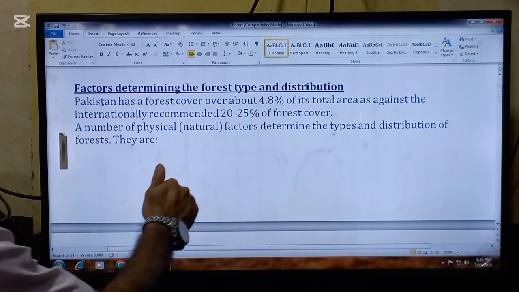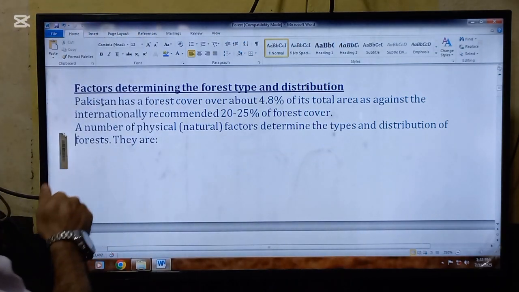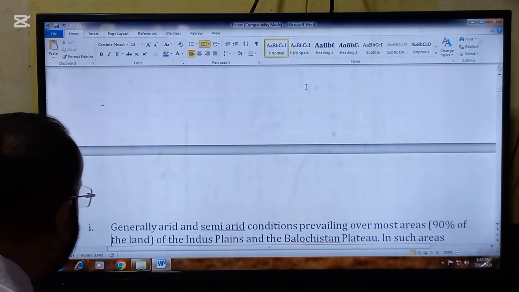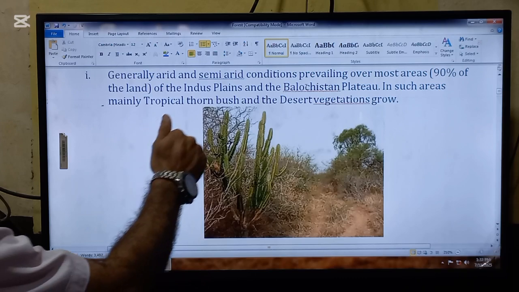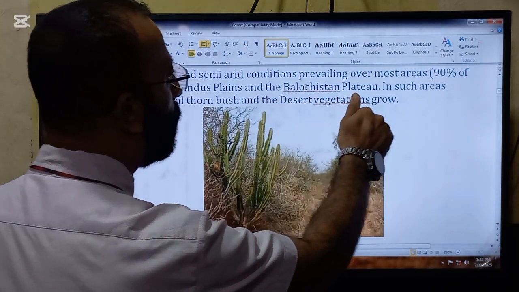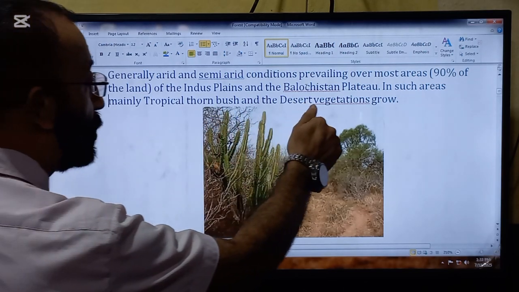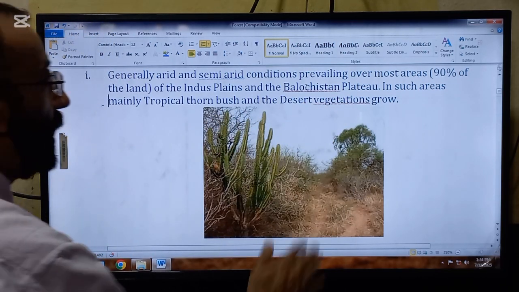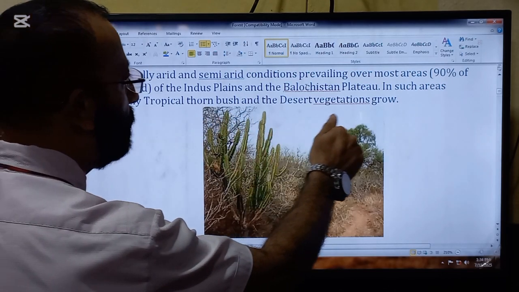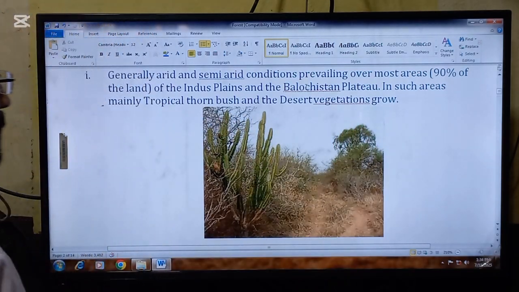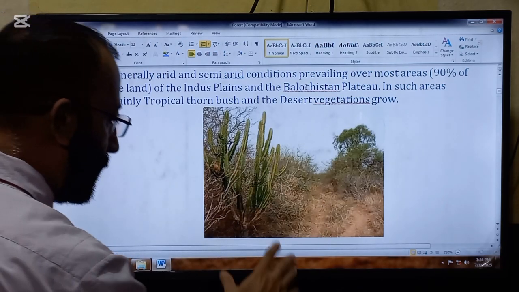A number of physical natural factors determine the types and the distribution of the forest, and they are: the first factor is generally arid and semi-arid conditions prevailing over most areas, 90% of the land of the Indus Plain and the Balochistan Plateau. In such areas, mainly tropical thorn bush and desert vegetation grow, because arid or semi-arid conditions are there.